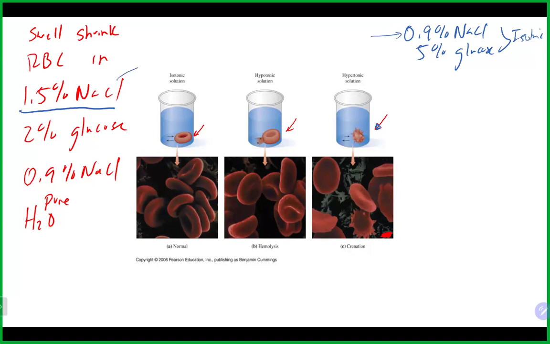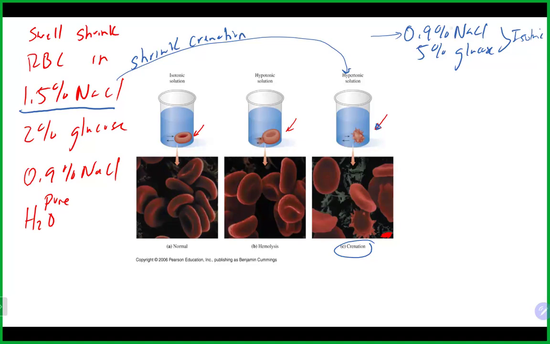And that means that we would have this situation happening here. That means that, again, the solution outside of the cell is going to be more concentrated. So all the fluids from the cell are going to basically rush out of the cell, and it starts to shrink and go through crenation here. So this is going to shrink and go through crenation. Any question on that one?